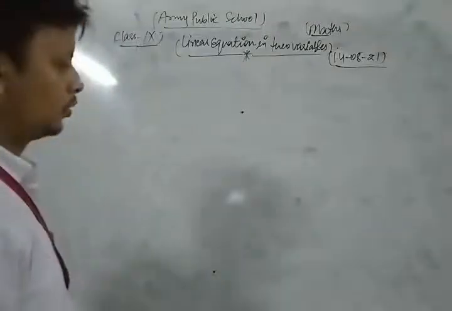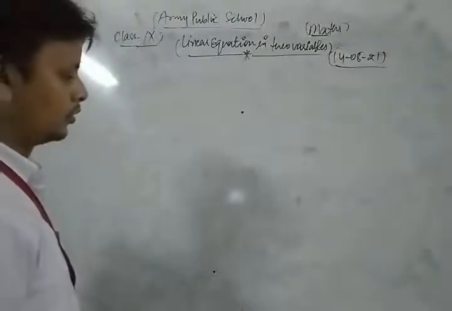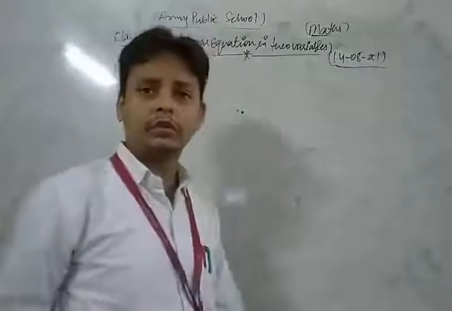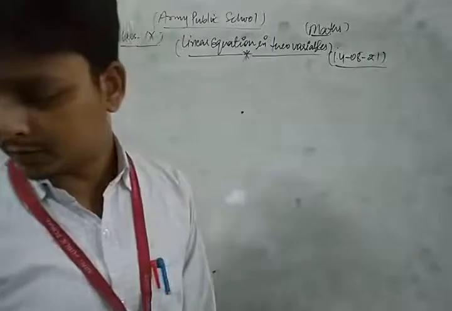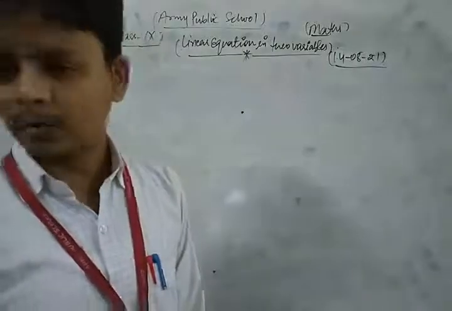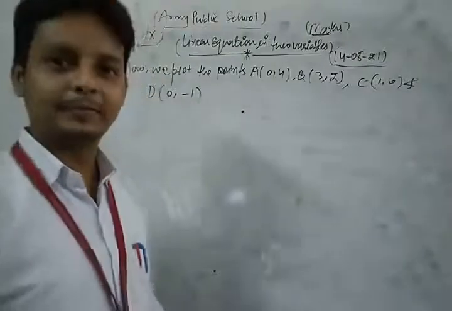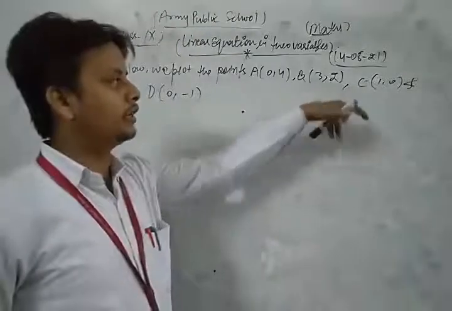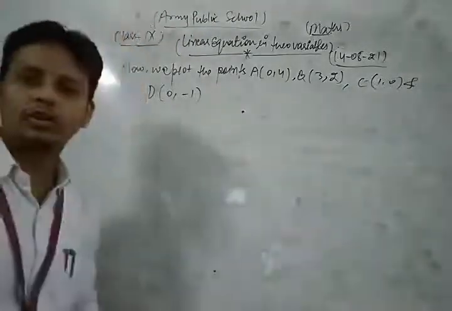Now, so what is the point? What are the points? Now we plot the points A(0,4), B(3,2), C(1,0) and D(0,-1) on the graph.